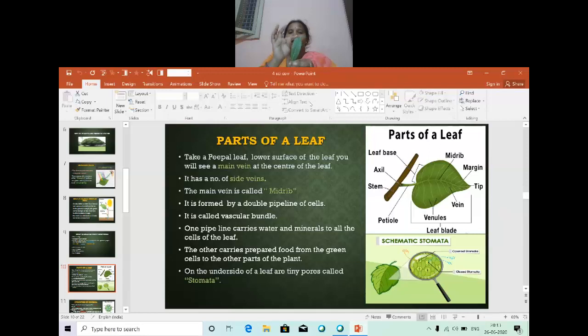The corner of the leaf is called the margin. The end of the leaf is called the tip. The base of the leaf is called the leaf base. The surface of the leaf, which looks like a blade, is called the leaf blade. The small stem structure of the leaf is called the petiole. This petiole is attached to the stem, which is called the axis.